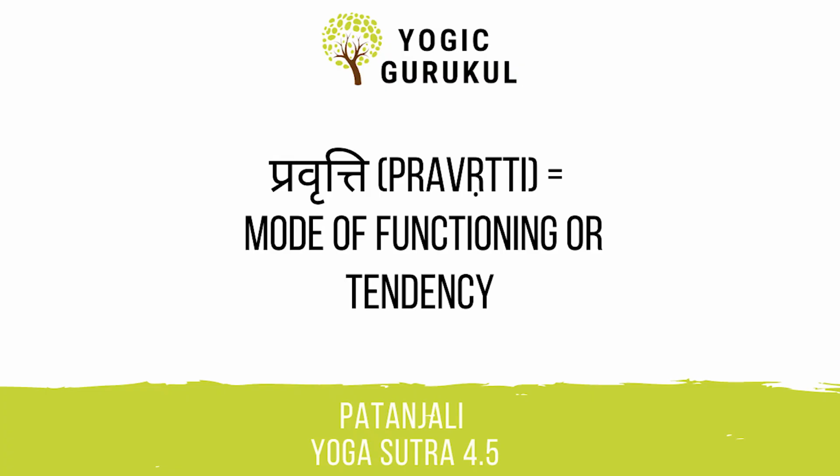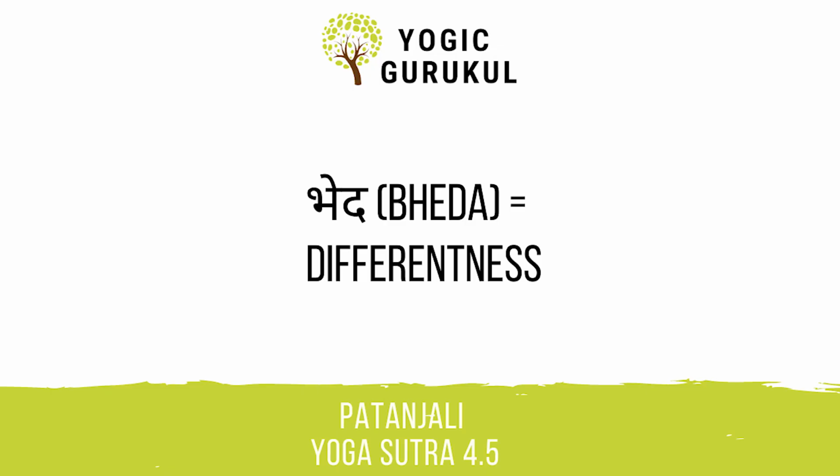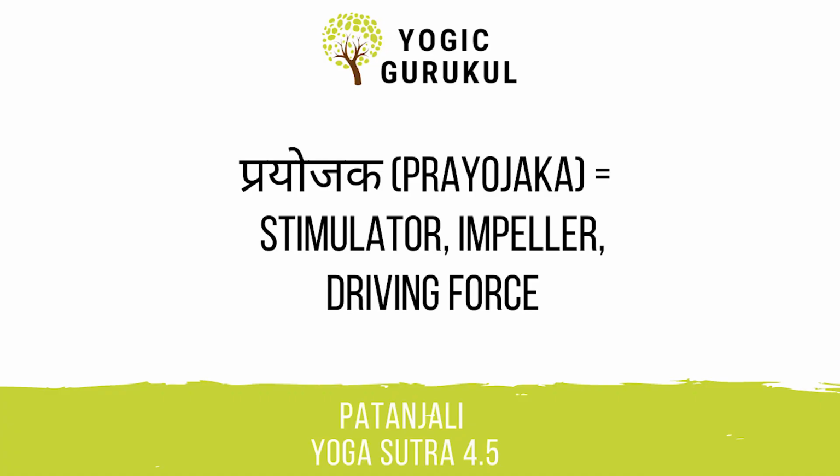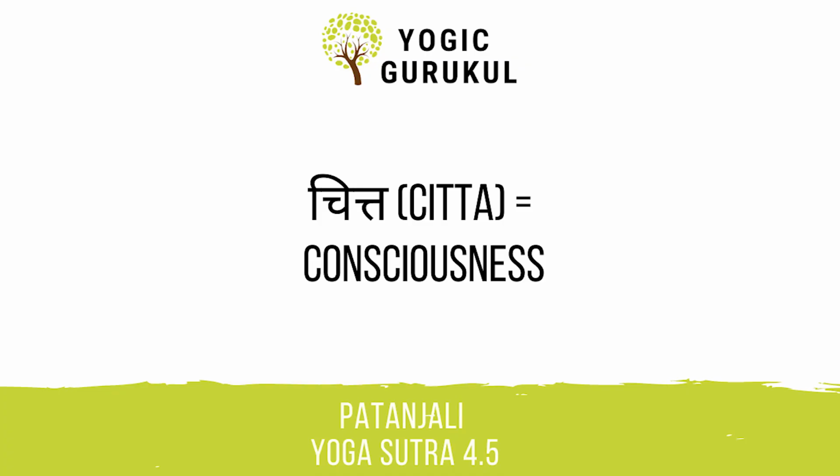So the first word here is pravritti, which indicates an intensive or specific type of functioning of the chitta. Then comes the second word, which is bheda, and bheda refers to differentness or differentiation. Then the next word is prayojak. And prayojak refers to the guiding force, the agency, the main conducting factor. And then comes the next word, which is chitta, which obviously means consciousness. We're talking about the chitta itself.